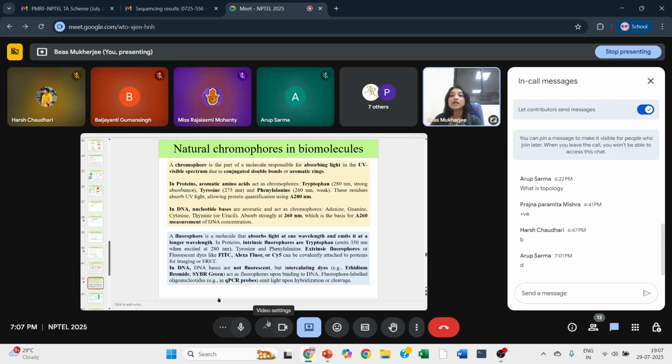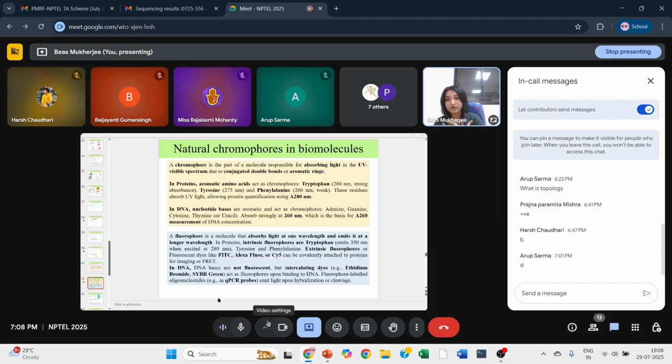Now in DNA, the nucleotide bases are aromatic and act as chromophores. So nucleotide bases, for example adenine and guanine, also have these conjugated double bonds. So adenine, guanine, cytosine, thymine, uracil. In RNA, all of these absorb light at 260 nanometer, which is used for quantifying them at 260 nanometer. So this is what a chromophore is. Chromophores are naturally present in proteins and DNA. Remember this. Now we talk about fluorophores.